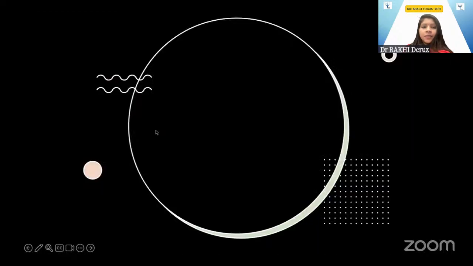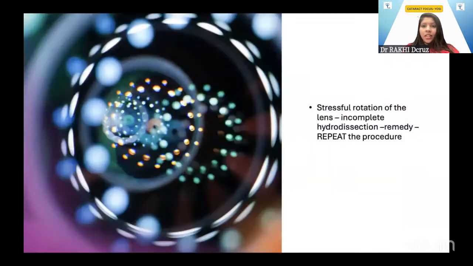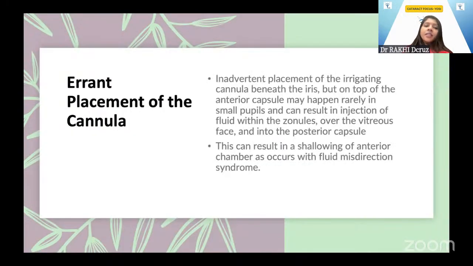Now coming to the errors and remedies in hydrodissection. If you're still facing some stress while rotating the lens, that means you have an incomplete hydrodissection. The remedy is to repeat the procedure. Another error happens mainly with beginner surgeons: inadvertent placement of the irrigating cannula above the anterior capsule and not beneath it.